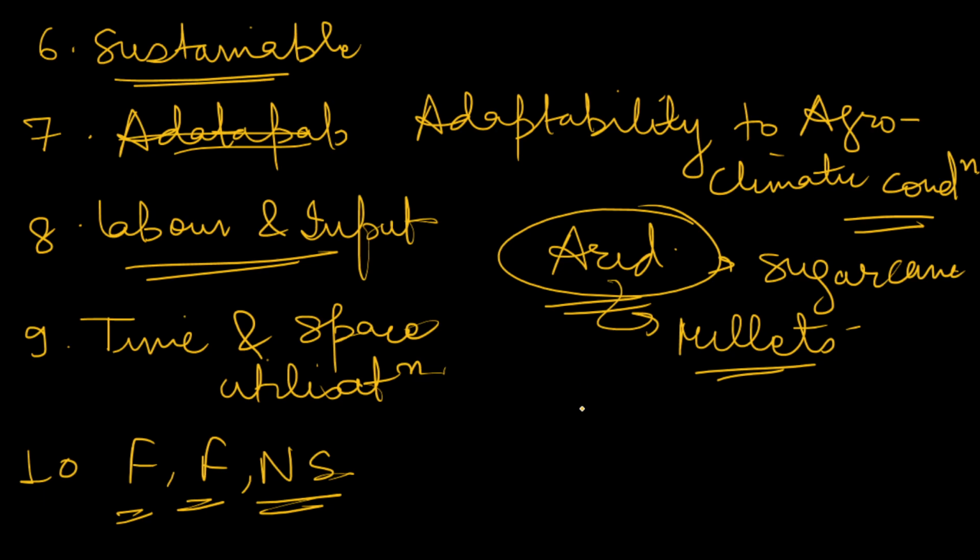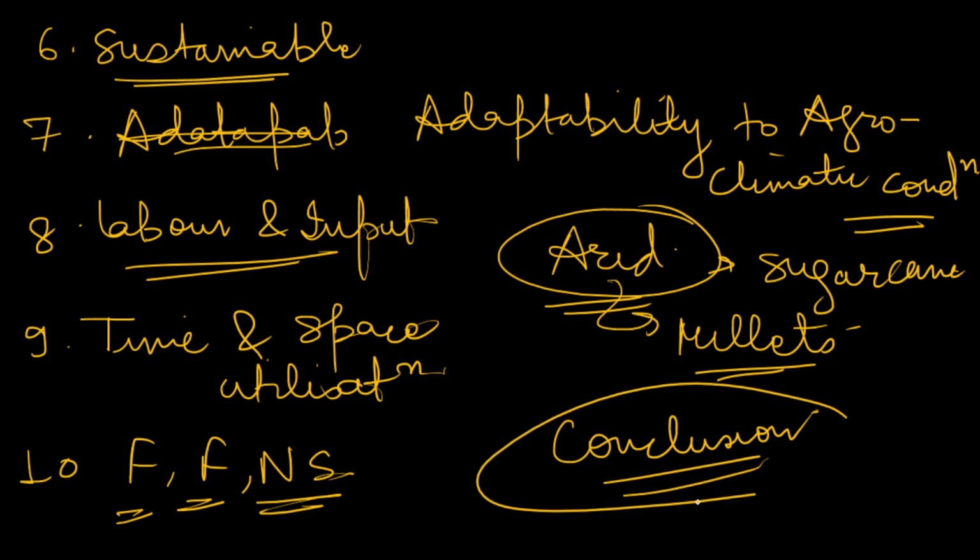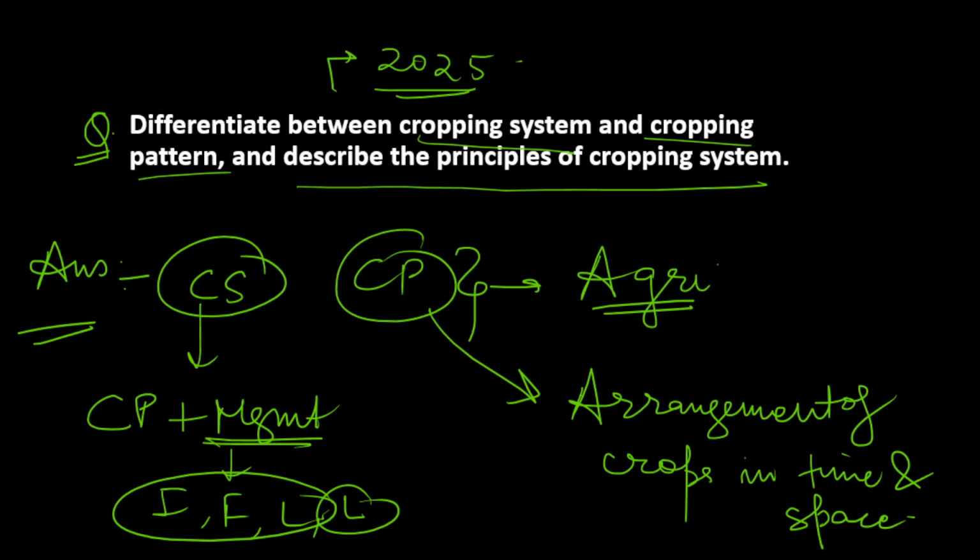And in conclusion, you can mention how a good cropping system would ensure good income, will ensure economic profitability, will ensure sustainability, and should be socially acceptable. So all these things can be mentioned in conclusion. So I hope you understand all the parts of the question, and you will be able to now approach this answer very nicely.